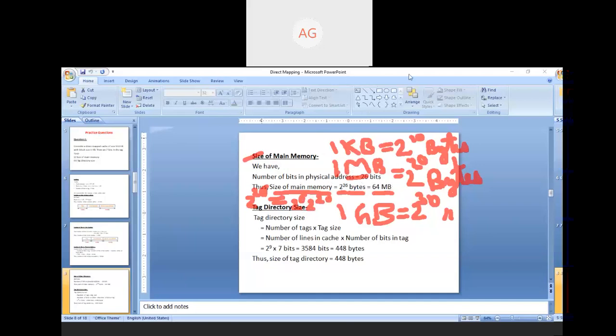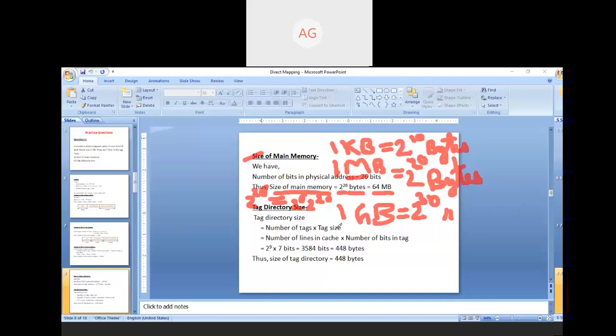So all of you understand it. Just note the conversions. These are very important. 1 KB is equal to 2 to the power 10 bytes, 1 MB is equal to 2 to the power 20 bytes. Just write this in your copy and remember it in order to solve the questions which are based on memory. So all of you understand how we get the size of the main memory equal to 64 MB. Just write in the chat box. Okay. So the first part of the question is completed.